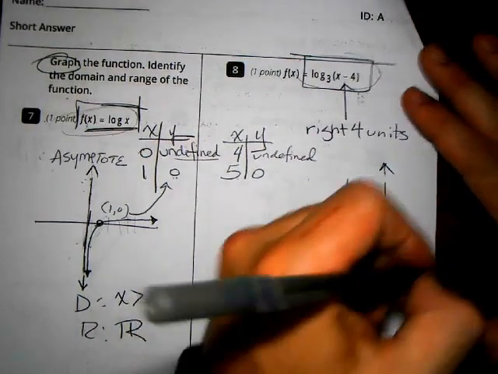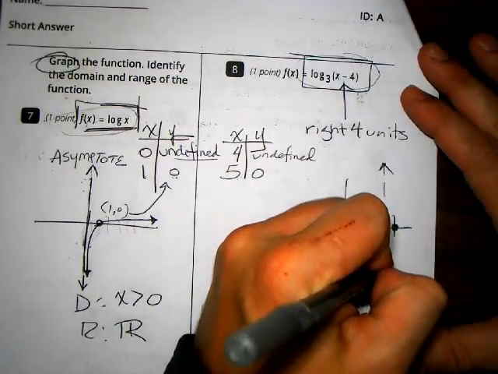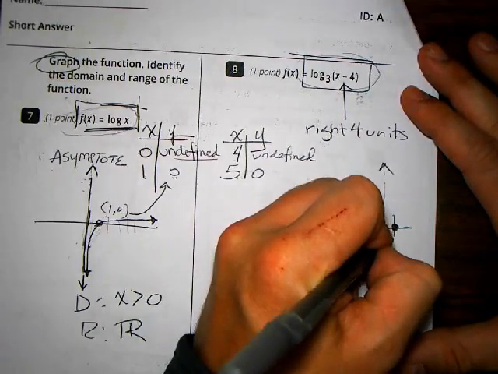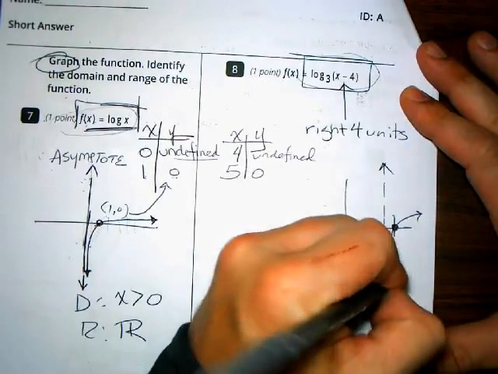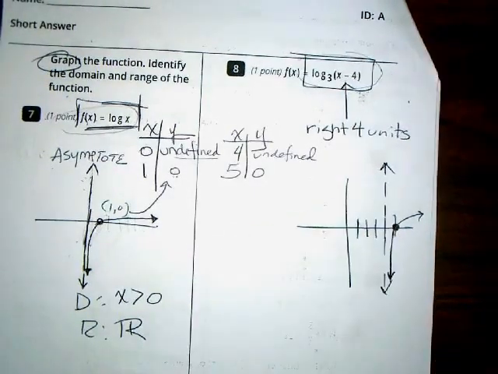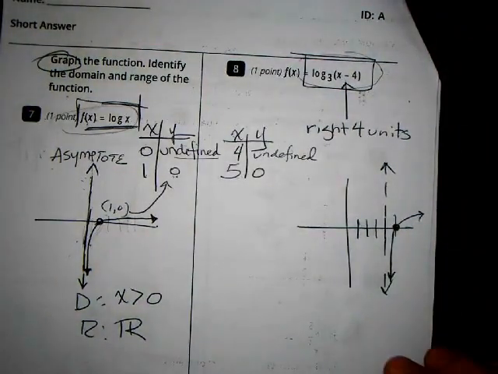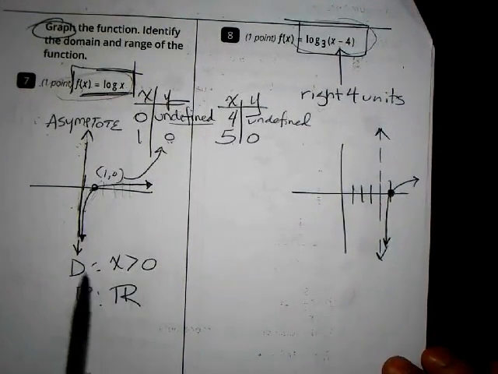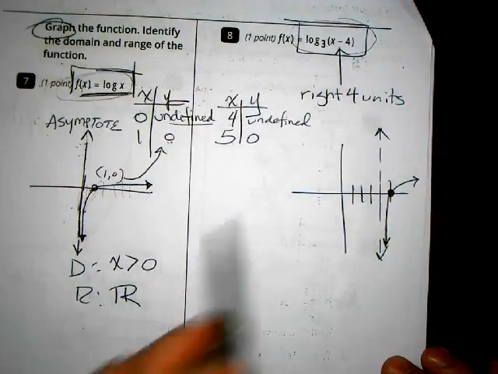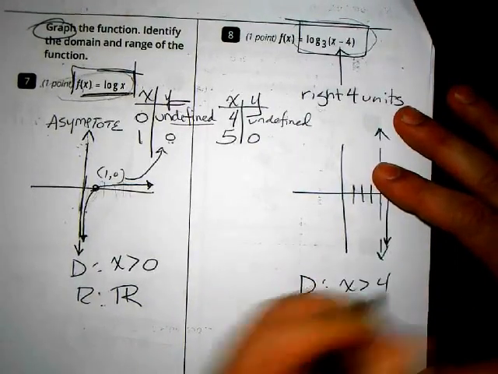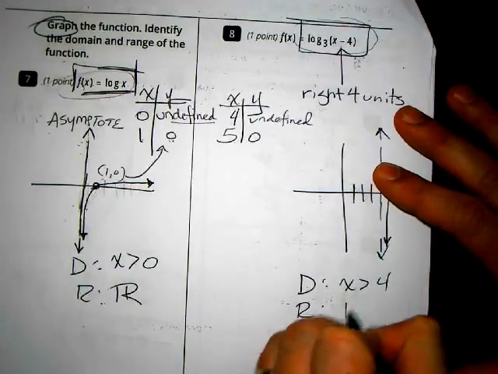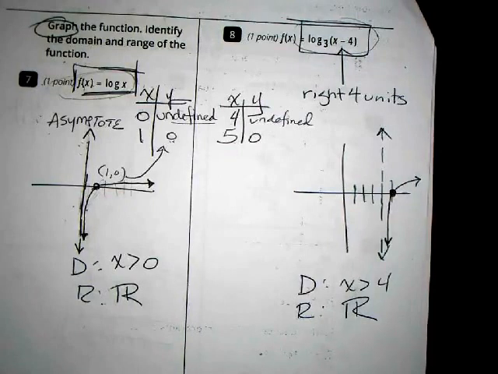And then here's where our function can't go past that limit. It's going to come up through our x-intercept and then curve across. So all we need to do is change our domain and range to reflect right 4 units. So our domain, x has to be bigger than 4. The range, same. Negative infinity to positive infinity.